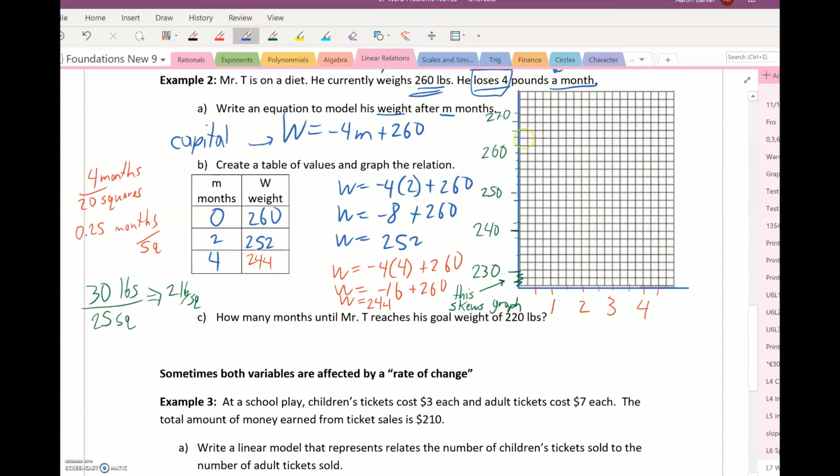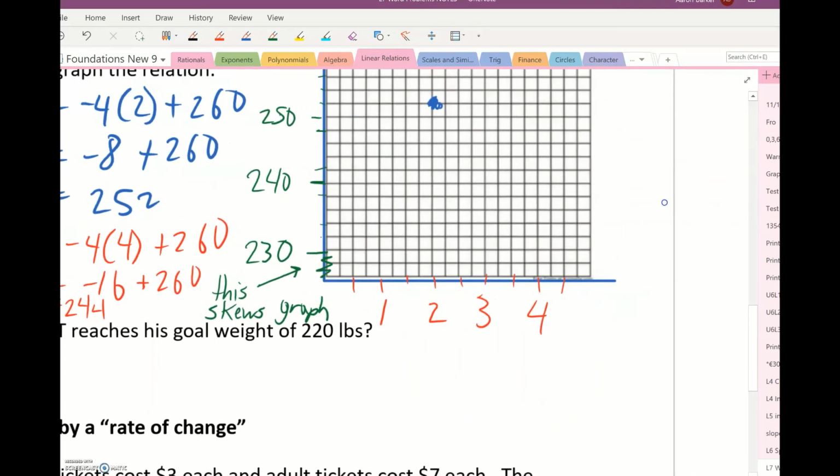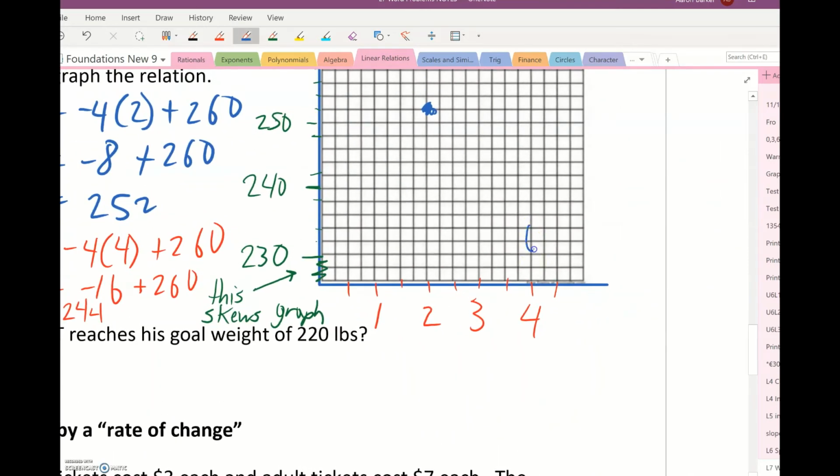So let's graph now. 260 right here at month 0. At month 2, we're at 252. And now I'm really liking my scale, right? 252 right here, super easy. I should zoom in so this is easier. And month 4, 244. So month 4 is along this line, and 244 will be right there.